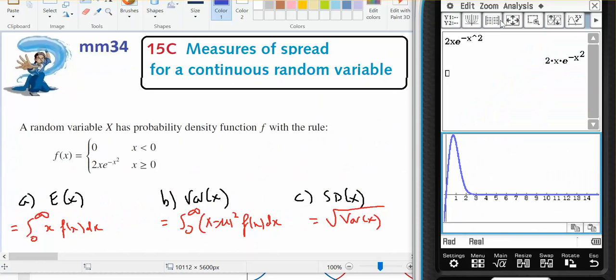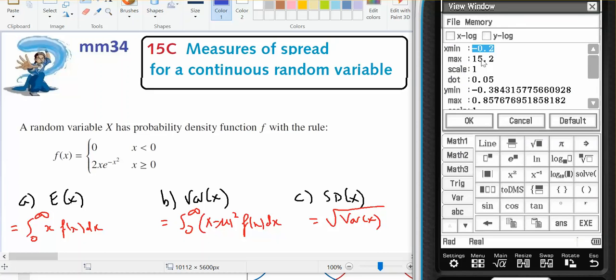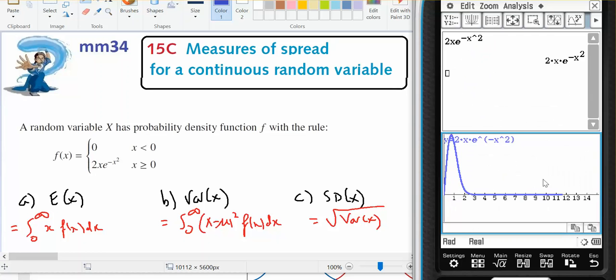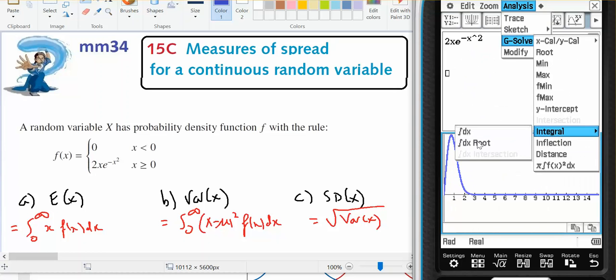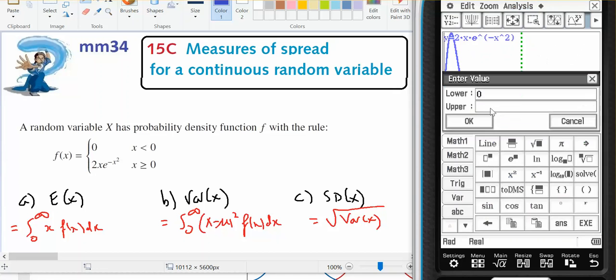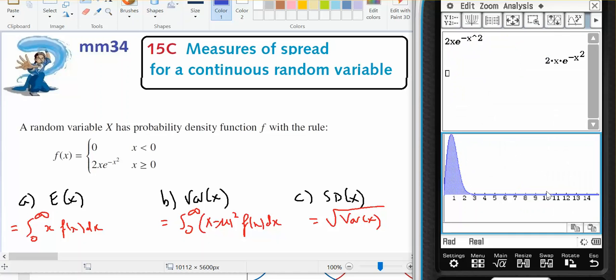goes from 0 to infinity, so I might just go from 0 to 15. And you can see that it is there, and if I do analysis G-solve integral from 0 to 15, the area under the curve will be close to 1. In actual fact, it rounds to 1, even though x goes to infinity, not just to 15.